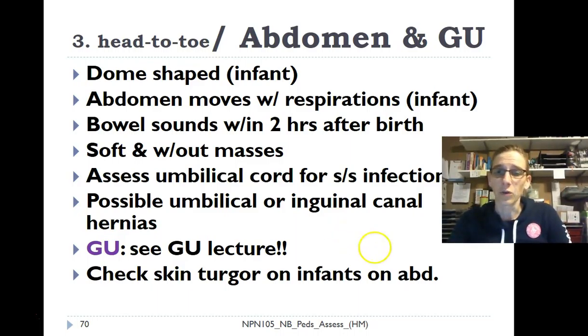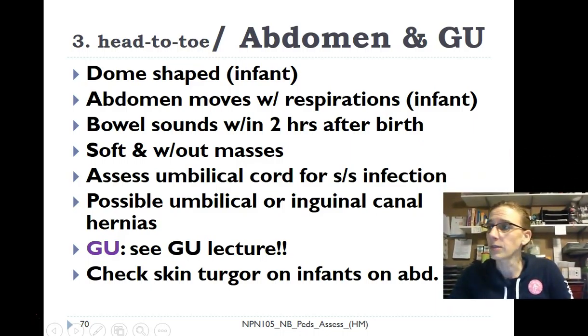We're assessing the umbilical cord for any signs and symptoms of infection. So we're looking for yellow or green drainage oozing from the umbilical cord or any active bleeding. We're assessing for a possible umbilical or inguinal canal hernia, which I'm going to show you some pictures. For GU, you need to be sure and refer back to the lecture we did on GU last time for the last test. And checking skin turgor. Now remember, for toddlers and infants, we're checking skin turgor on the abdomen, okay, which is really different.